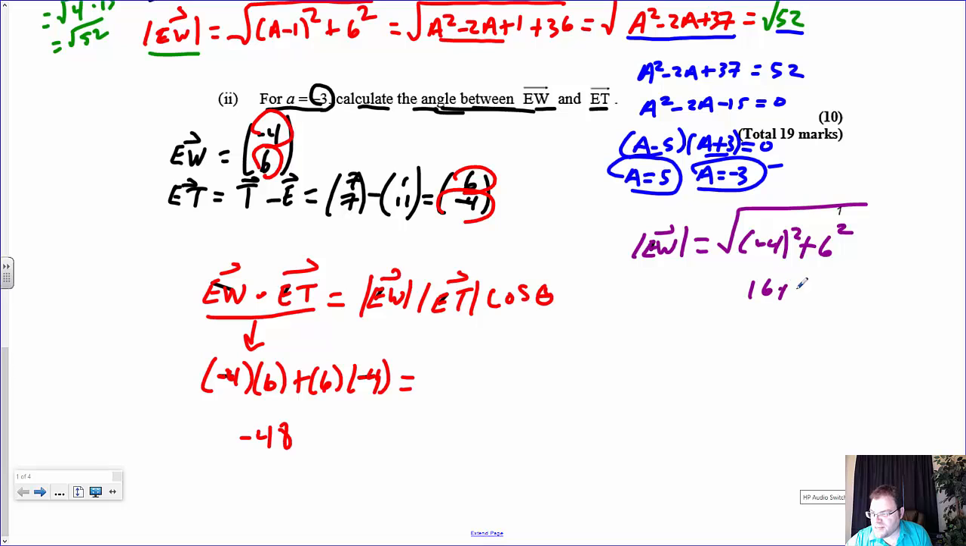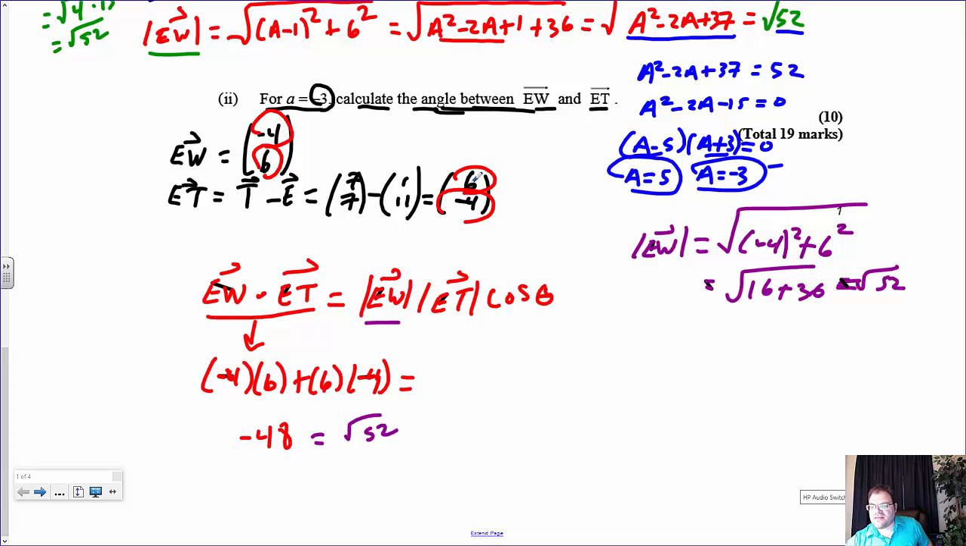So this is actually 16 plus 36, which is the same thing as the square root of 52. So this is equal to the square root of 52. That's what this is right here.